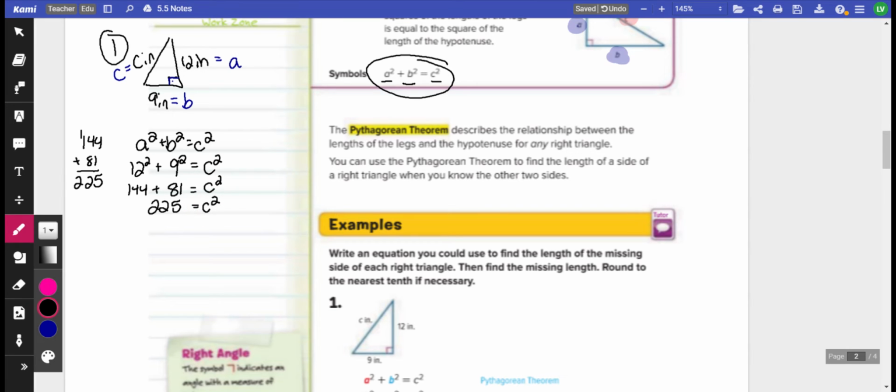Now comes the last step. You have to find the square root of c squared, because the opposite of adding is subtracting. The opposite of multiplying is dividing. The opposite of squaring is square rooting. Whatever you do to one side of the equation, you have to do to the other. So if I square root the right side, I have to square root the left. In my calculator, I find the square root of 225, and that's 15 equals c. So my hypotenuse is 15 inches.